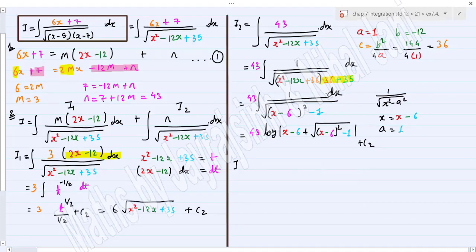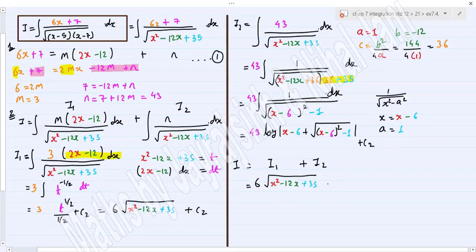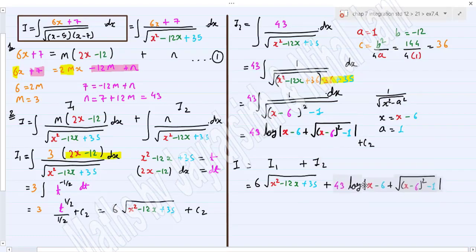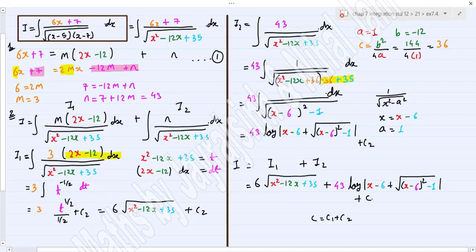Now for the final answer, I is equal to I1 plus I2. So let's get our I1 in the first term plus your I2 as the second term, plus C, where C is C1 plus C2. So, ta-da! This is your final answer.